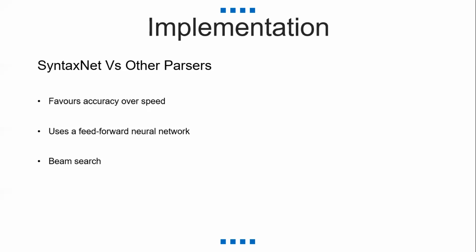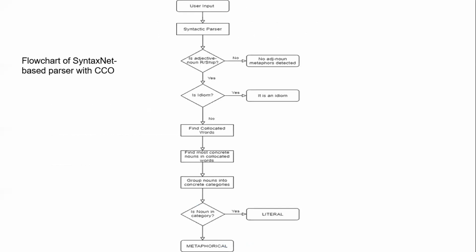So we re-implemented the base CCO approach and then used the CCO along with my implementation of SyntaxNet for the evaluation, and evaluated the two systems. This is a flow chart of that process. In essence, there is user input and our parser picks out the relation, and then it goes through the other steps of the CCO algorithm, which determines if it is an idiom, finds the co-located words, groups them into the categories, and then decides if it's a metaphor or a literal.